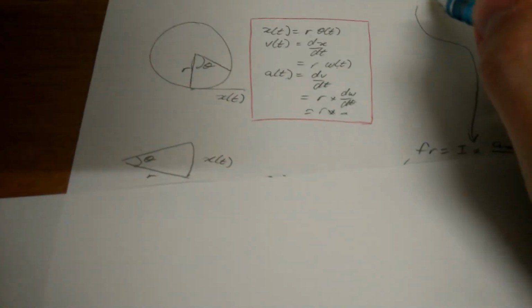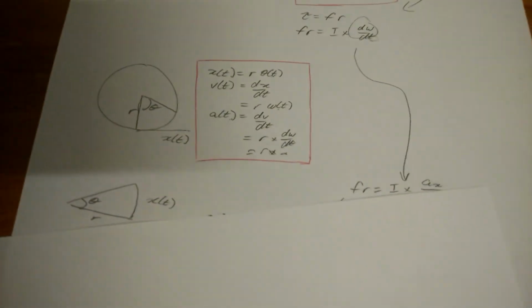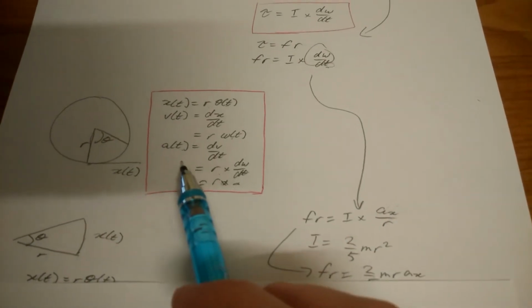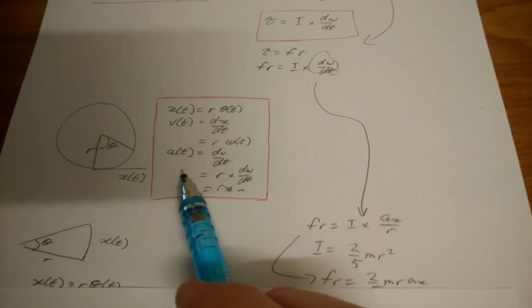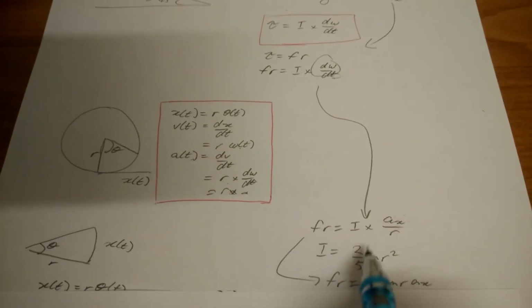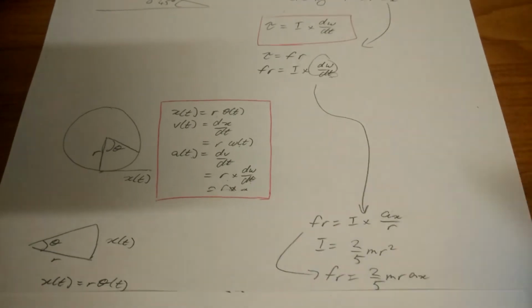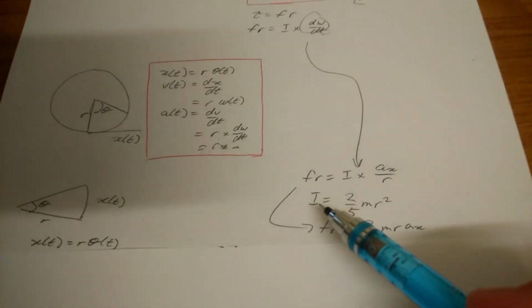we can get rid of this over here. We can get rid of that, and we can say, well, Fr equals I times a_x, the acceleration down the slope, on r, right? Because, yeah, right?